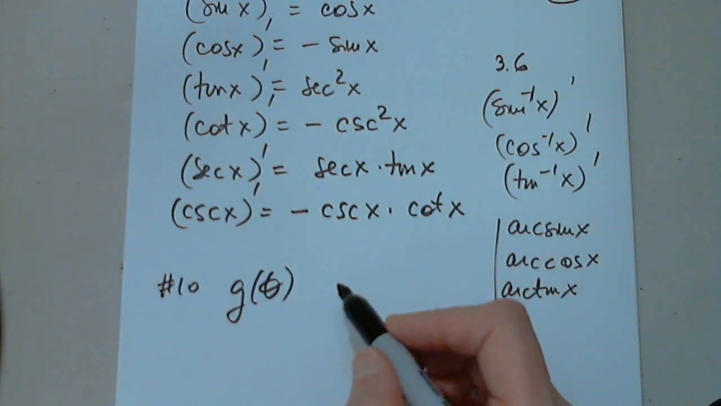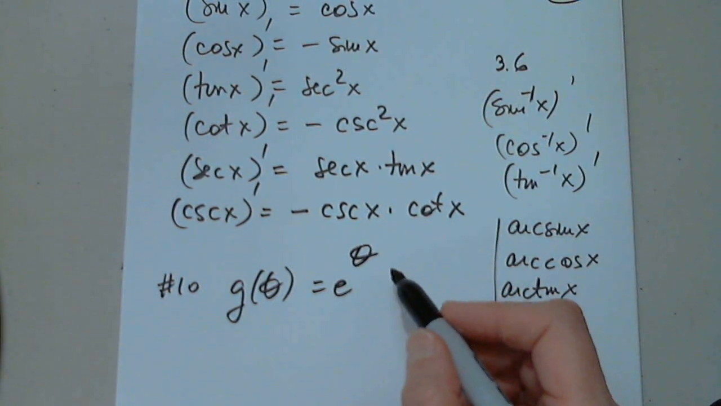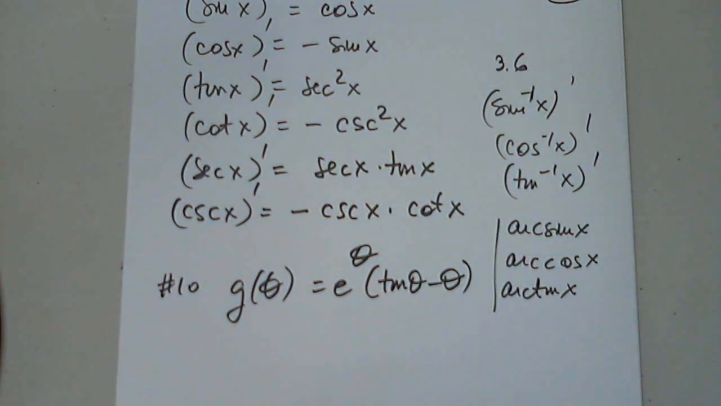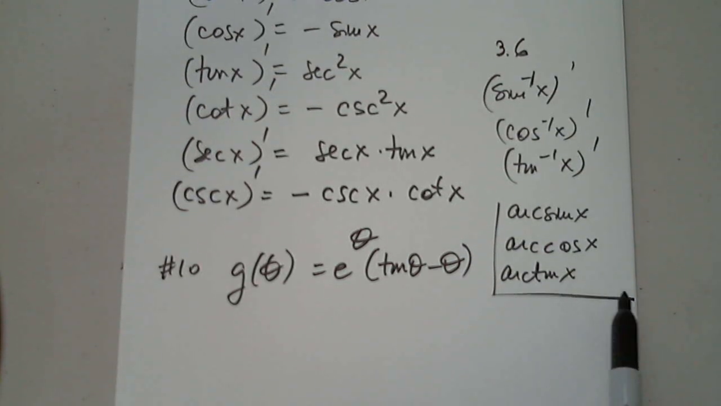f of theta equals e to theta times tangent theta minus theta. Fine. Good pick. I don't think anyone picked that either.